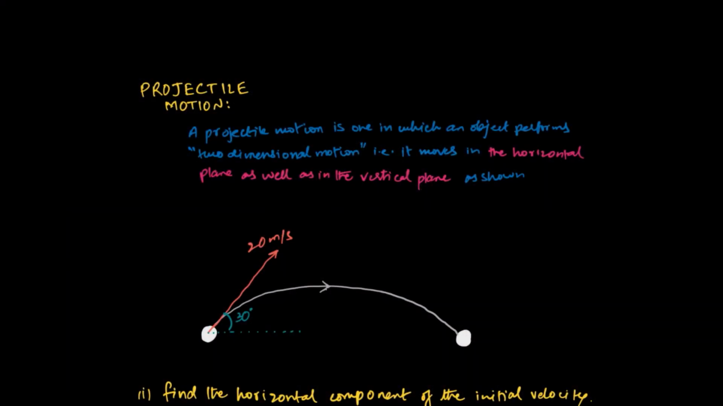So now we are going to look at what projectile motion is. Basically, projectile motion is one in which an object performs two-dimensional motion. That is, it moves in the horizontal plane as well as in the vertical plane, as shown in this diagram. So here's an object. This is basically a white ball, let's suppose, and it travels in the vertical plane as well as in the horizontal plane. That is the reason why it has a curved path.